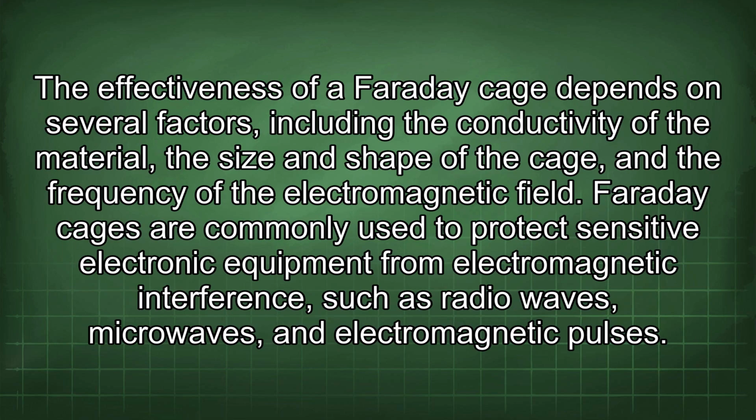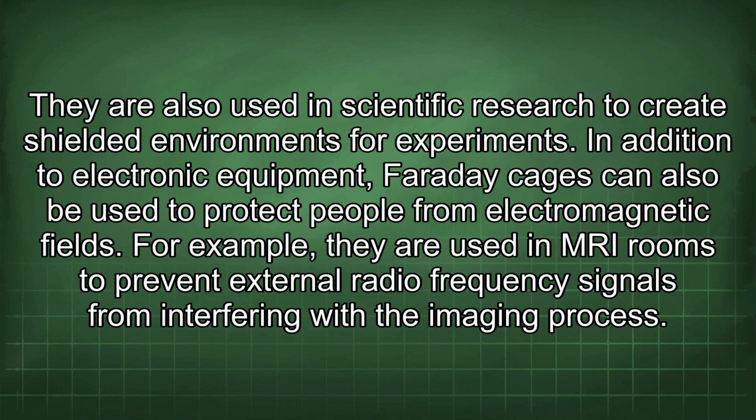The effectiveness of a Faraday cage depends on several factors, including the conductivity of the material, the size and shape of the cage, and the frequency of the electromagnetic field. Faraday cages are commonly used to protect sensitive electronic equipment from electromagnetic interference such as radio waves, microwaves, and electromagnetic pulses. They are also used in scientific research to create shielded environments for experiments. In addition to electronic equipment, Faraday cages can also be used to protect people from electromagnetic fields. For example, they are used in MRI rooms to prevent external radio frequency signals from interfering with the imaging process.